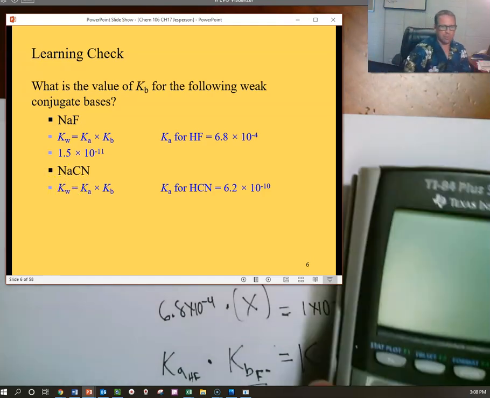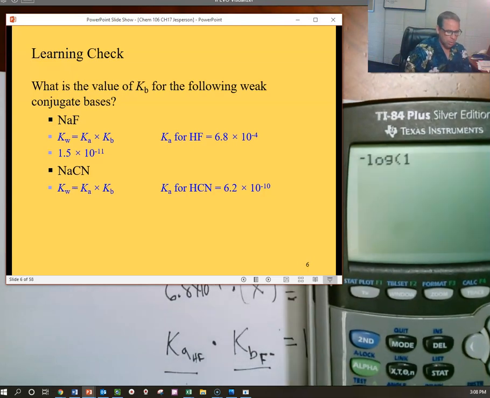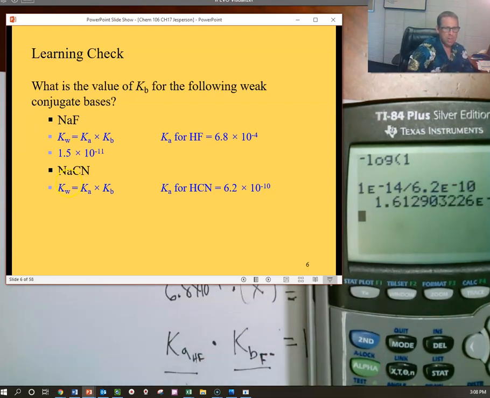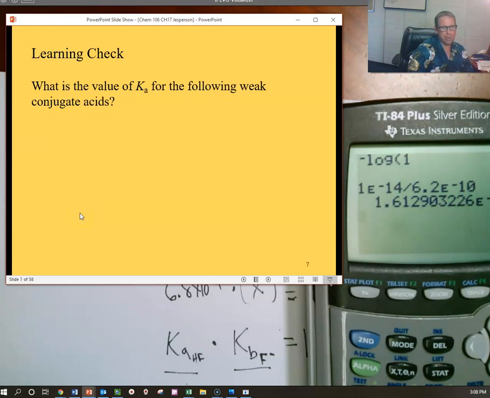Right. Very good. So we got 1 times 10 to the minus 14 divided by our Ka, 6.2 times 10 to the minus 10, and that's going to be our Kb for the conjugate base of HCN, which is the cyanide ion. Cyanide ion. All right.